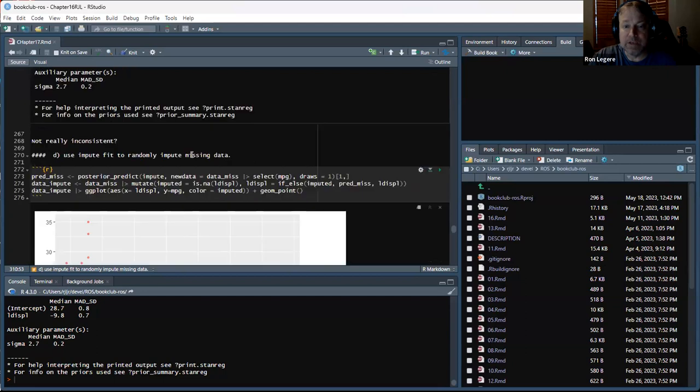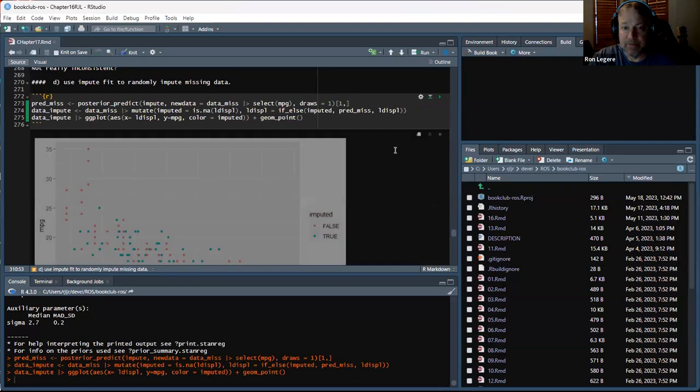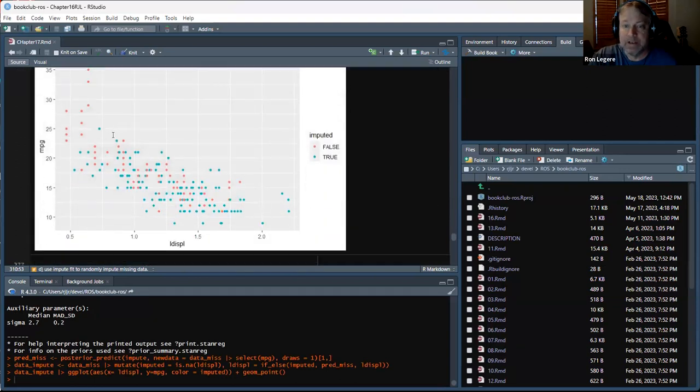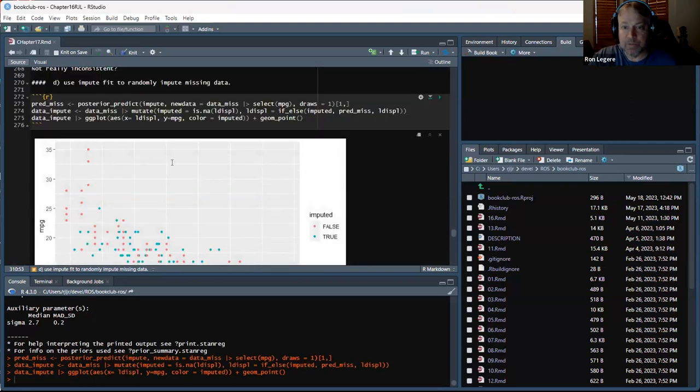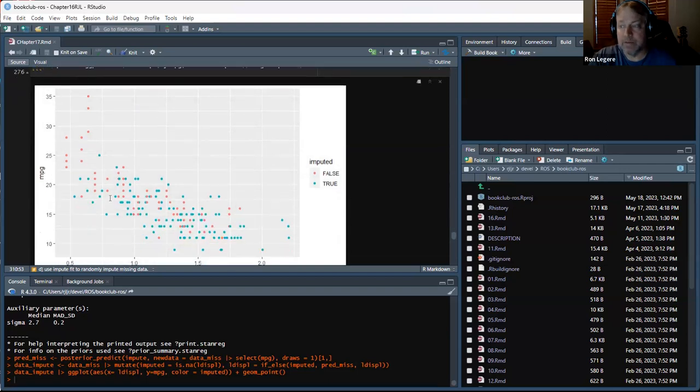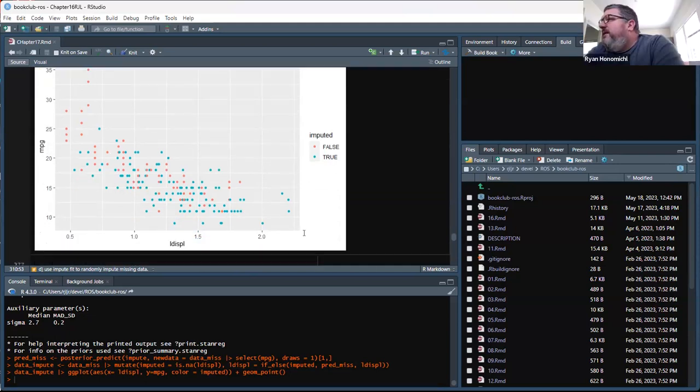Okay, now we're going to use the original impute fits I did above to try to fill in the missing data with random data. I'm just using the posterior predict to generate posterior predictions for each missing point using my imputation model. And I have all these blue dots that are now just fake data that's been imputed. Look at the blue in the lower right-hand corner. That's interesting, because the guys with high displacement have low miles per gallon. Remember, I made it so those would be more likely to be missing. So all these are just made up, right?